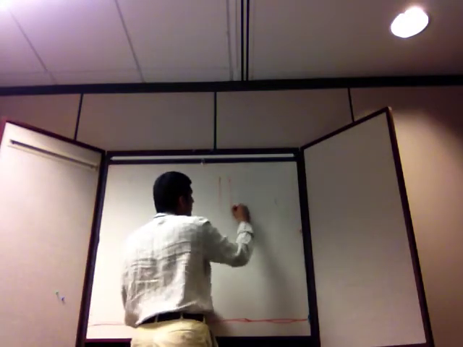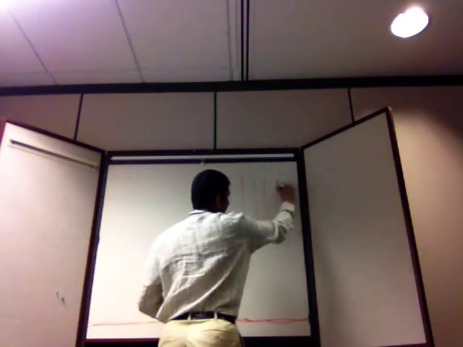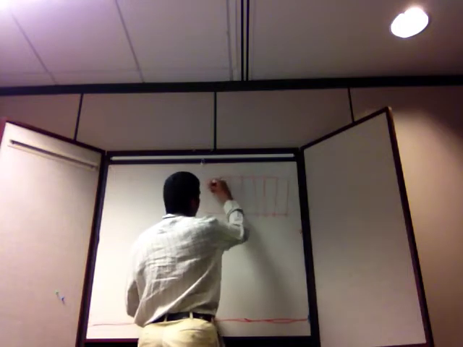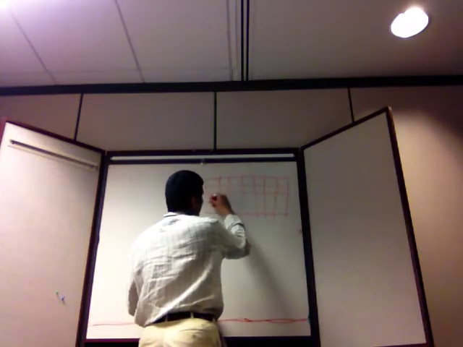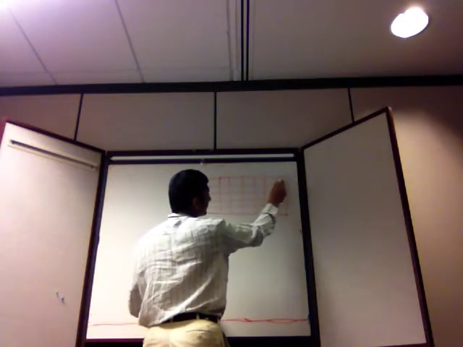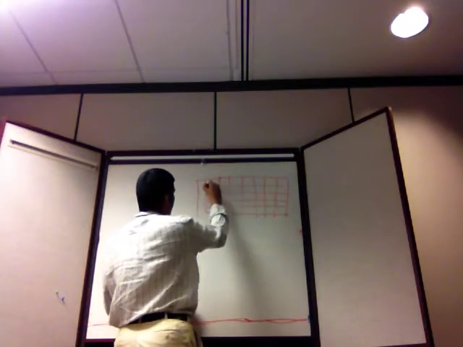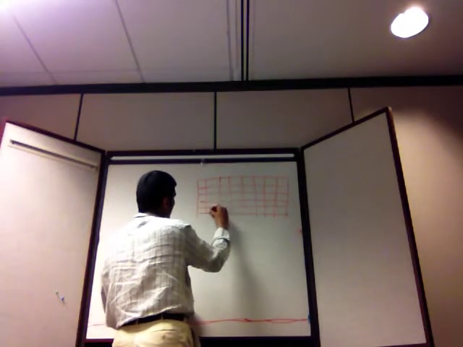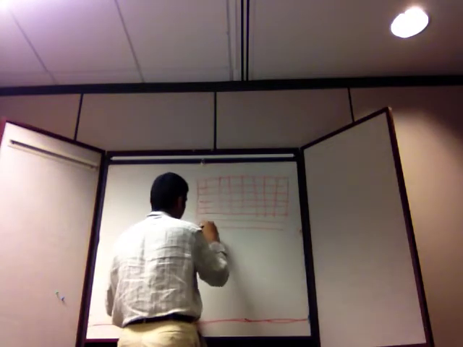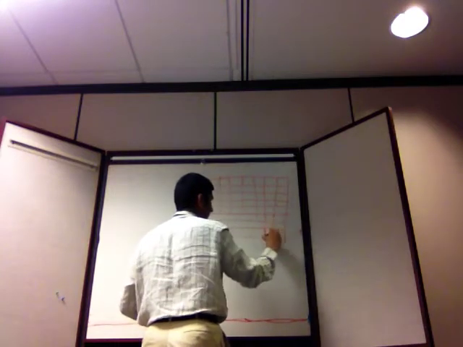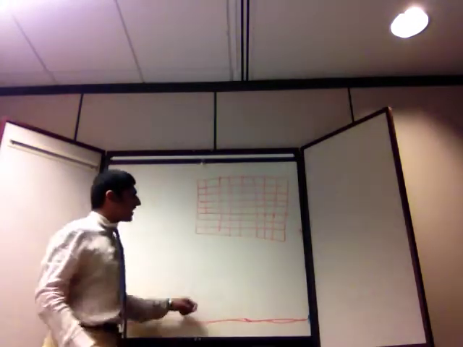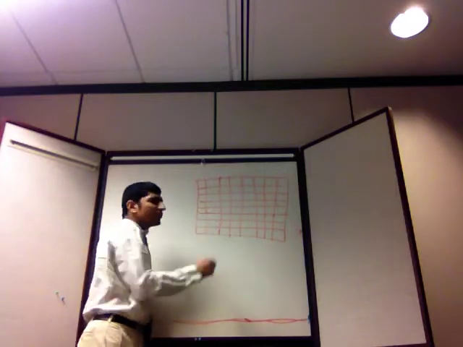There's going to be 1, 2, 3, 4, 5, 6, 7, 8 lines. I need one more. And 1, 2, 3, 4, 5, 6, 7, 8. Alright, so that's what my chessboard looks like. It's an 8 by 8 square. We have to count the number of total squares on it.